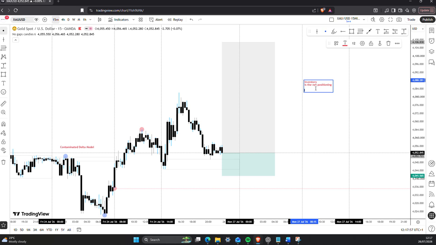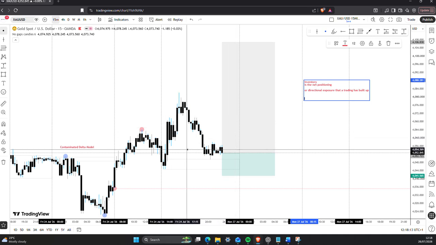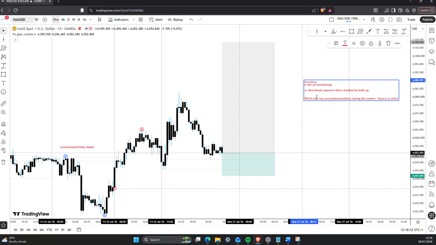So inventory is the net positioning, or you can say directional exposure, that a trading session has built up. In other words, like I said earlier, which side has accumulated the most positions during the session, buyers or sellers. So once we understand that, let's summarize this. Which side has accumulated positions during the session? Buyers or sellers.